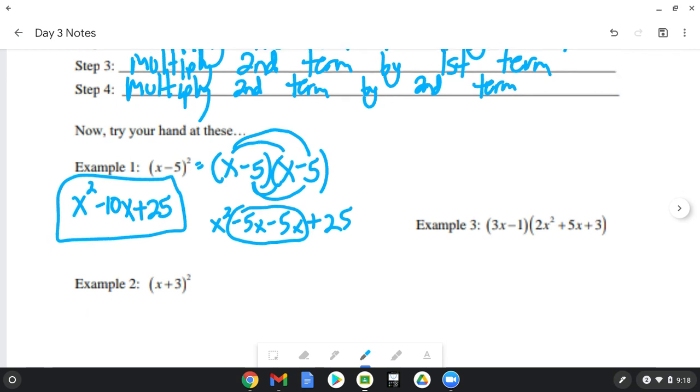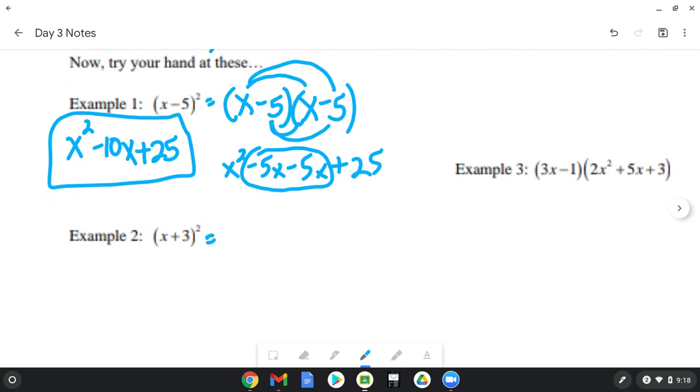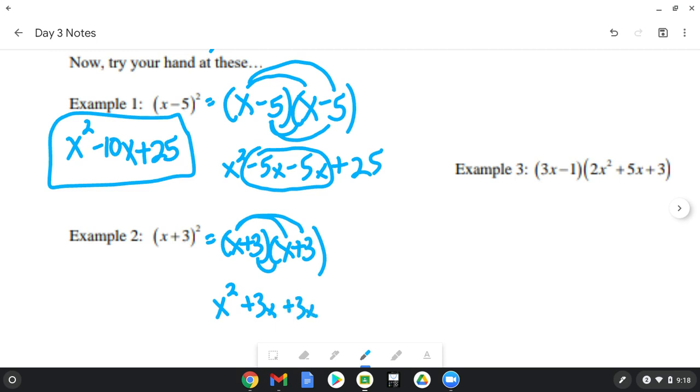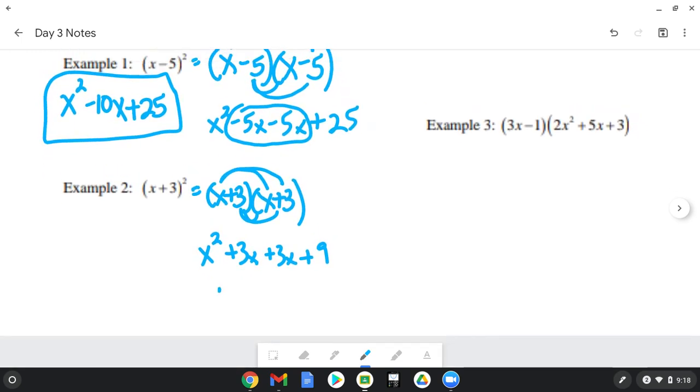Example 2 is very similar. It's x plus 3 squared. So whenever I see that squared, I have to write it twice. Once I write it twice, I can do my double distribute. So we have the first term times the first term, the first by the second, the second by the first, and the second term by the second term would give me 9. If I combine like terms, those 3 x's in the middle can combine, and I get x squared plus 6x plus 9. And that would be my final answer. That's also a quadratic trinomial.